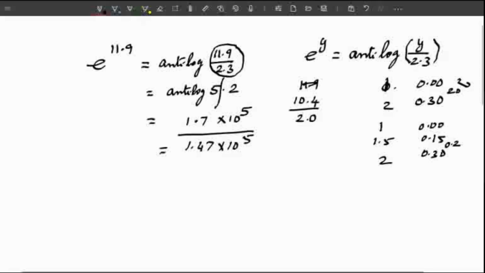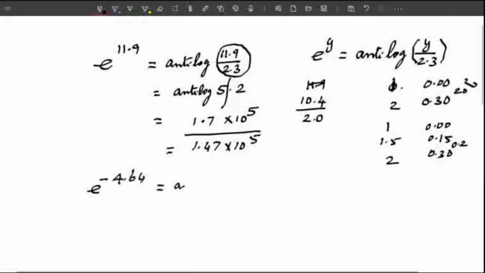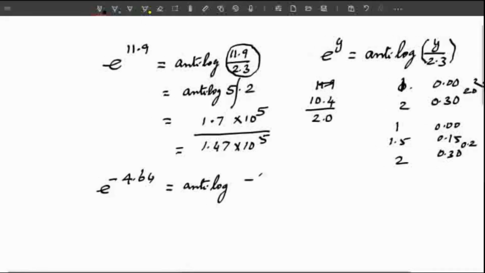Now we are going to use another problem, e power minus, say, 4.64. The same methodology, no change in this. But taking anti-log, you are involving a negative number. You should be cautious in this. 4.64 divided by 2.3. Therefore, 4.6 divided by 2.3 is equal to nearly, say, shall we take it as nearly -2?